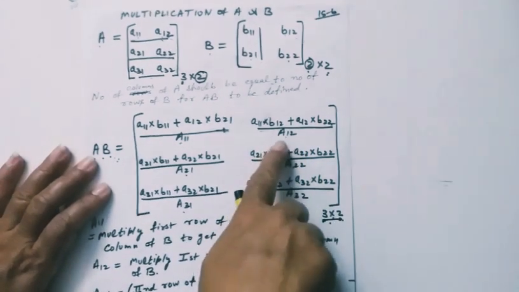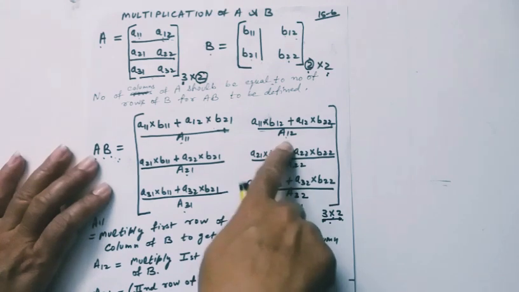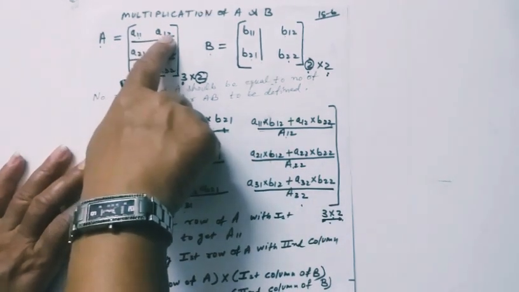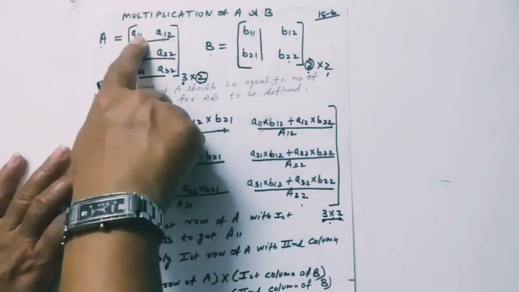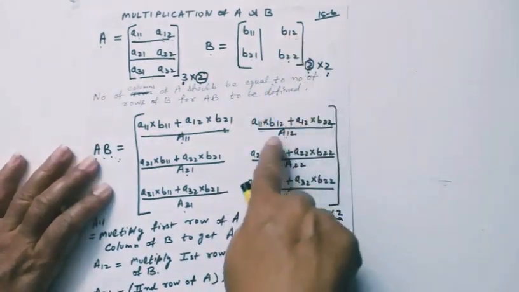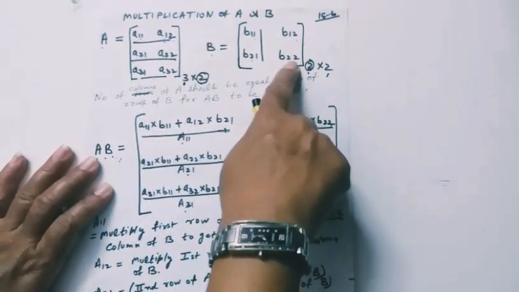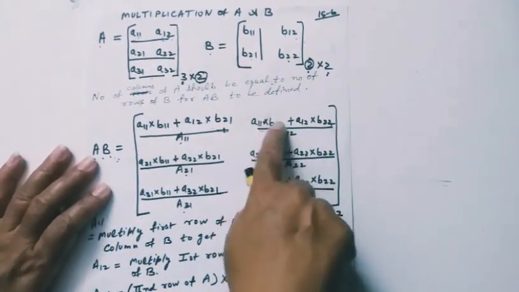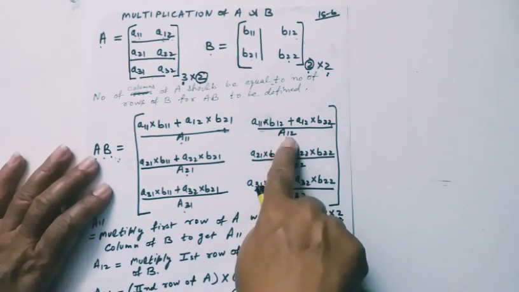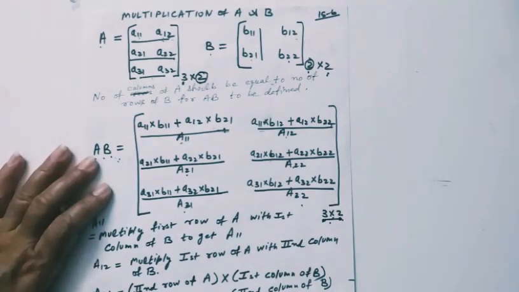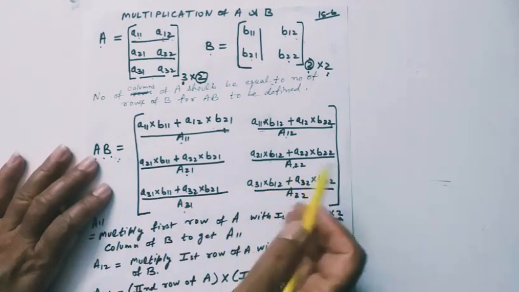Now how do I fill the element A12? For that I multiply the first row of A with the second column of B, that is A11 multiplied with B12 plus A12 multiplied with B22. So this whole sum is going to be the second element of the first row of the product AB. Now let us come to the second row of this product AB.